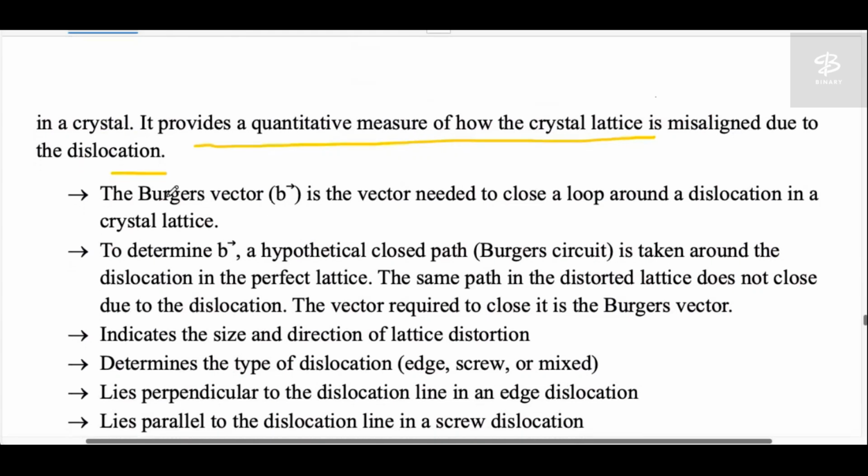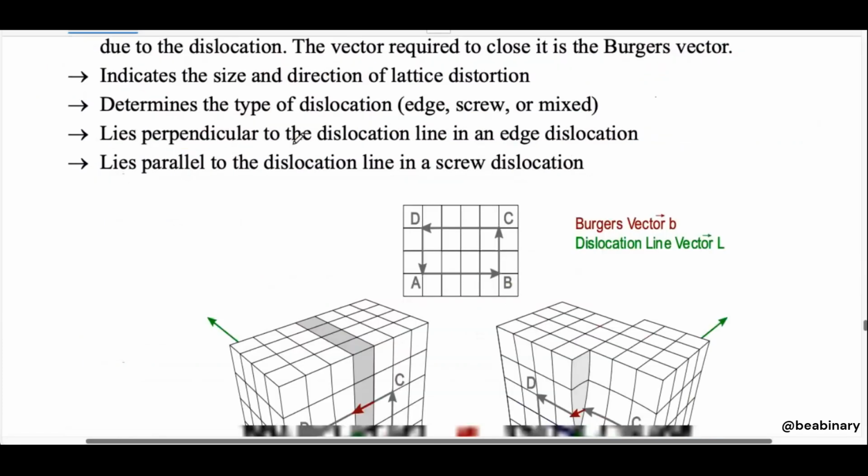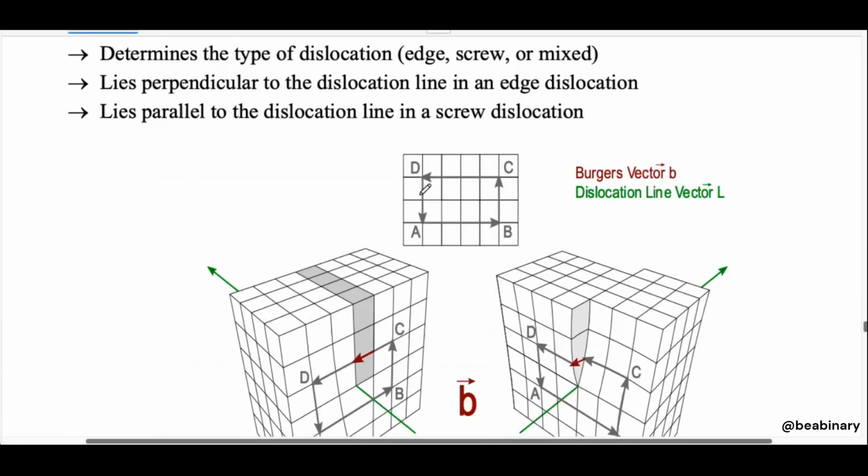First, these are the steps we need to follow to get the value of the Burgers vector. The Burgers vector, which is denoted by the b vector, is the vector needed to close a loop around a dislocation in a crystalline lattice. Okay, first we have to make the closed loop. Here you can see, suppose A to B, B to C, C to D, D to A. Is there any misalignment? No, there is no misalignment. So there is no dislocation line, no dislocation. Everything is perfect.